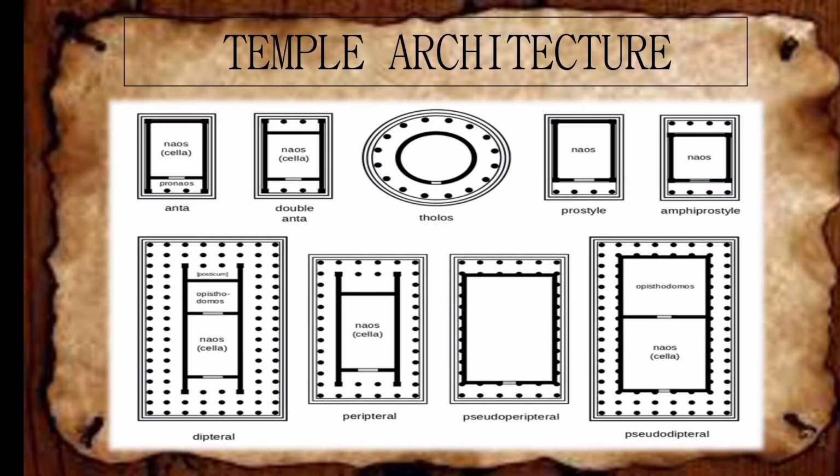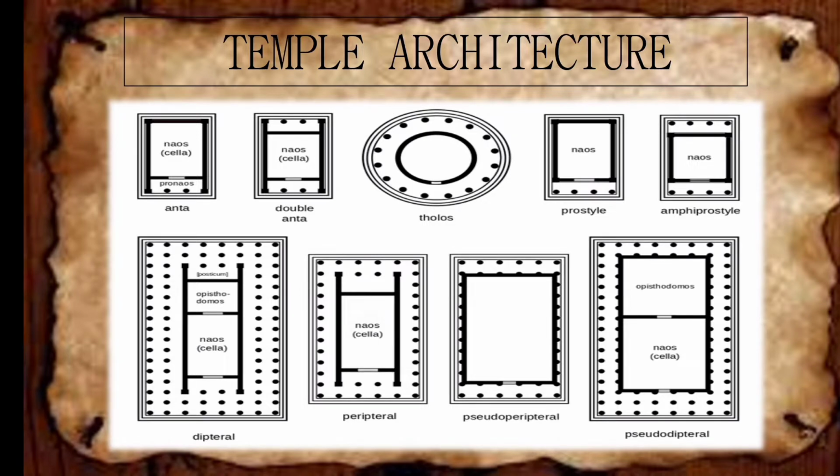Greek temples are often characterized in terms of their ground plan and the way in which the columns are arranged. A prostyle temple is a temple that has columns only at the front, while an amphiprostyle temple has columns at the front and the rear. Temples with a peripteral arrangement have a single line of columns arranged all around the exterior of the temple building.